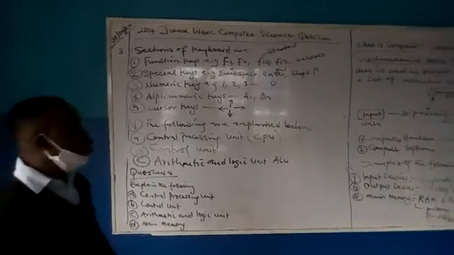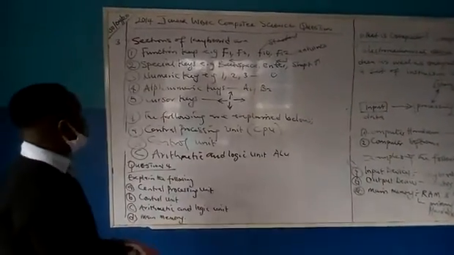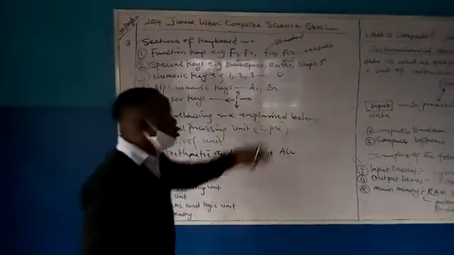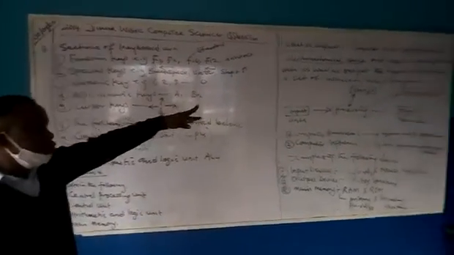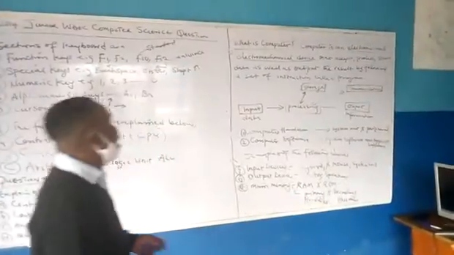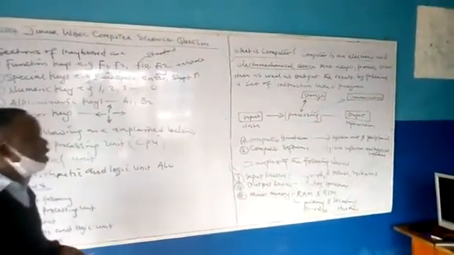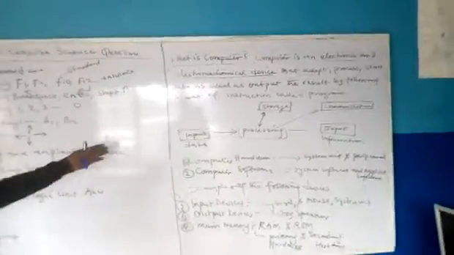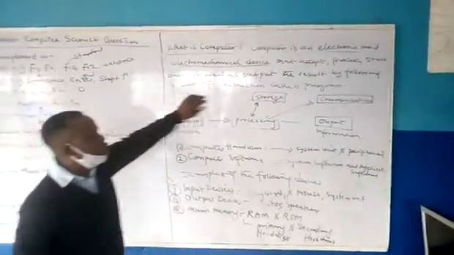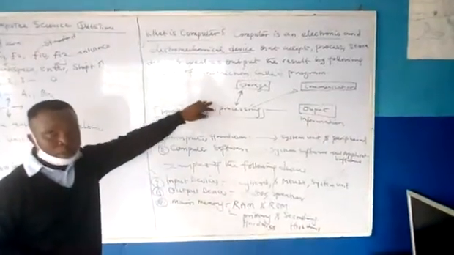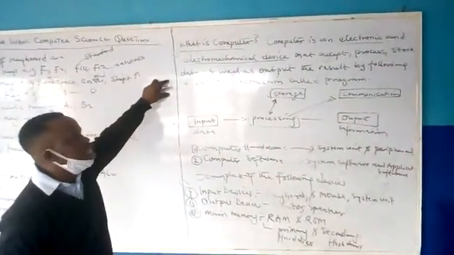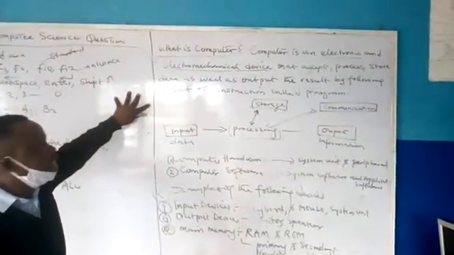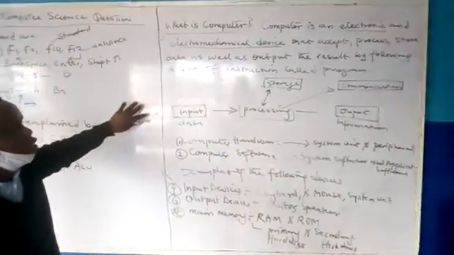So I would like to do an overview of the questions we answered. Question 1 talks about the definition of the computer, which I gave you, that is an electronic and electromechanical device that accepts, processes, stores data as well as outputs the results by following a set of instructions called program. So you could see the definition is a complete definition of a computer.